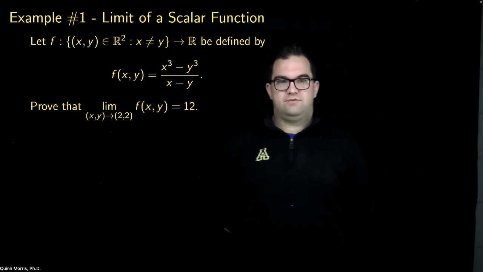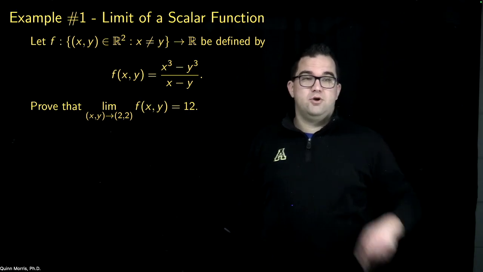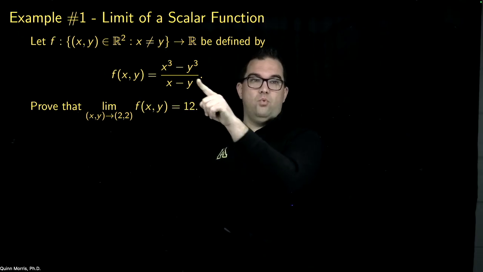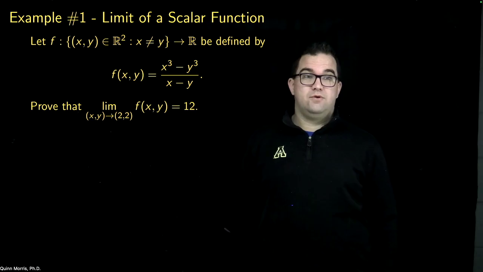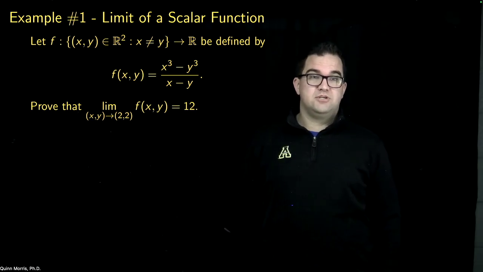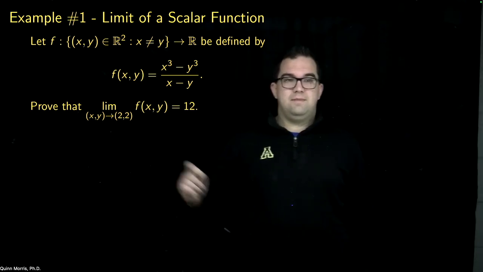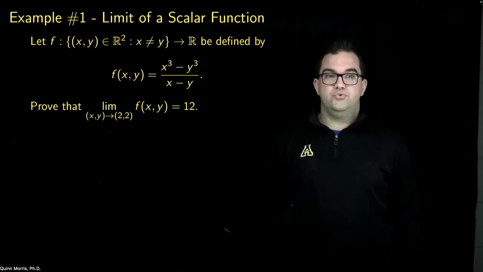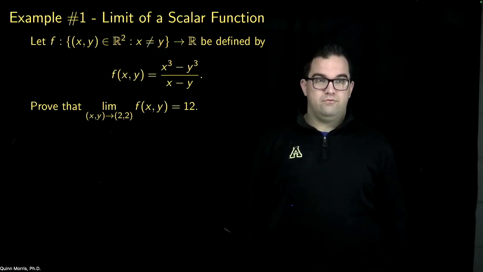Now, immediately, just if you look at this expression, you can see why we want that to be the domain. This will be undefined when x is equal to y, right? So we don't want x to be allowed to be equal to y here, or this expression would be undefined. What we want to do is prove that the limit as (x, y) goes to (2, 2) of this function is equal to 12.